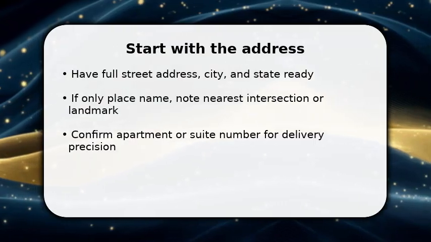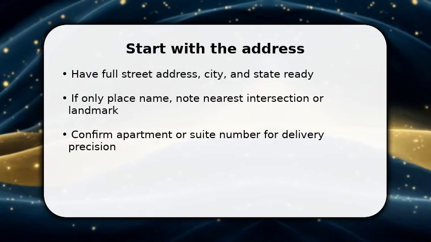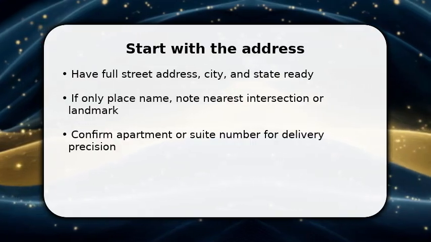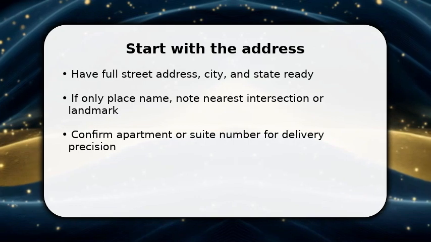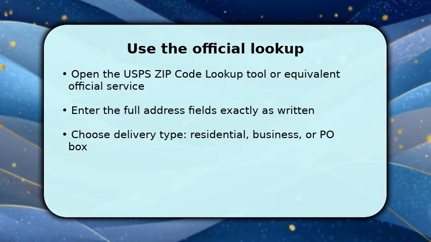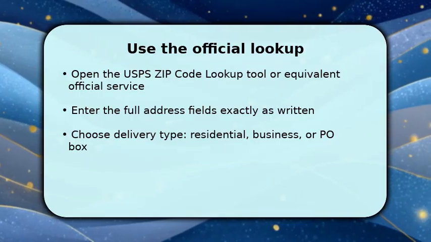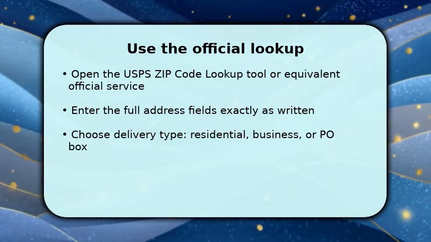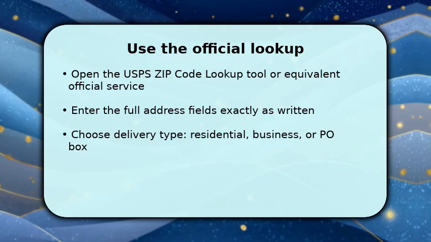Make sure to note apartment or suite numbers when relevant, since those can change the ZIP code returned for delivery versus general area. You should use the official USPS ZIP code lookup as the single reliable method. It maps addresses to delivery ZIP codes and corrects formatting.